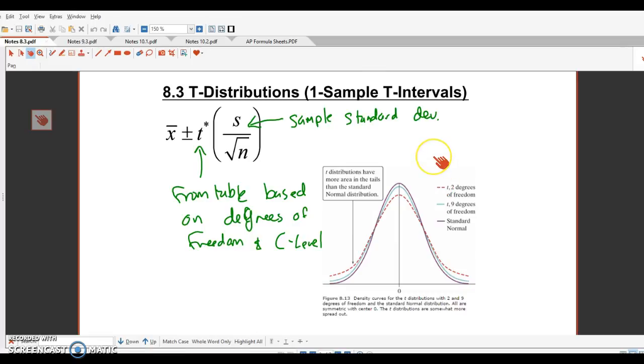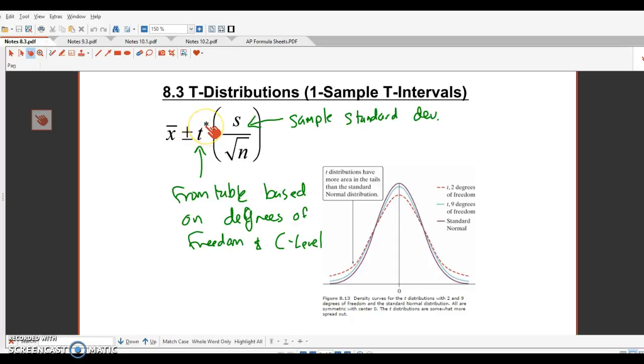Okay, the slightly more realistic version of that would be this slightly different version of the interval for means. So notice I still have a point estimate of x bar. This is my sample, my estimate for the population mean, plus or minus my margin of error.